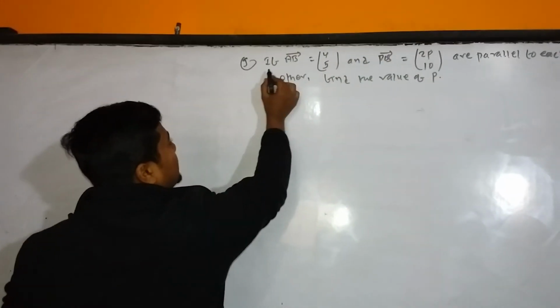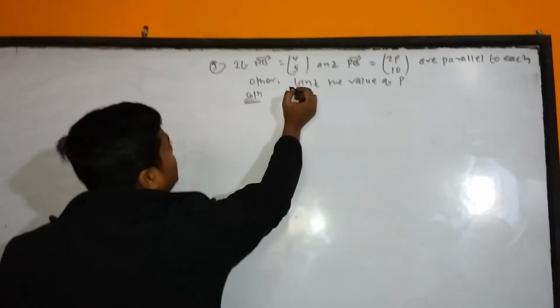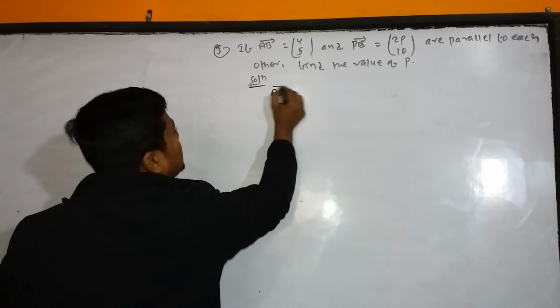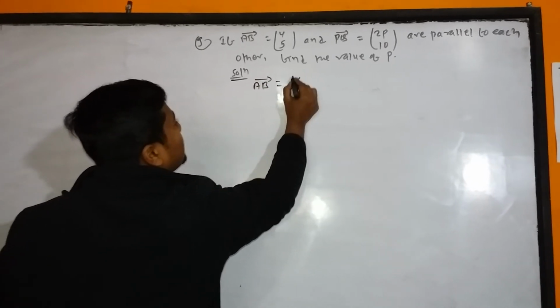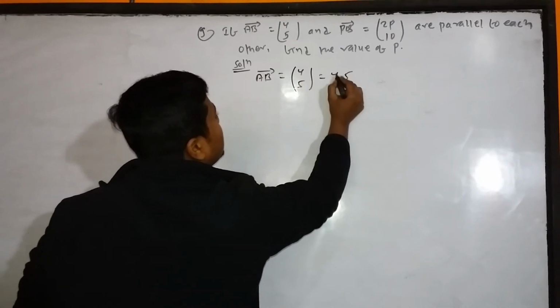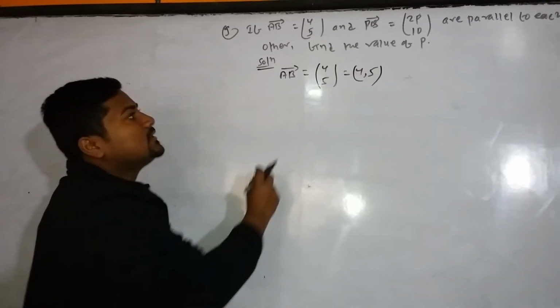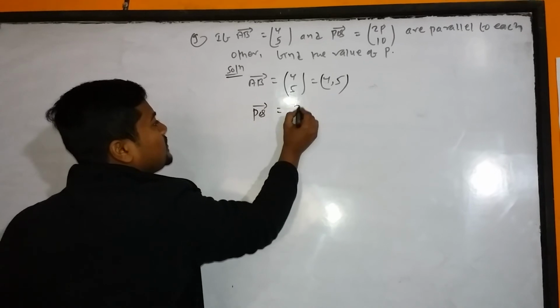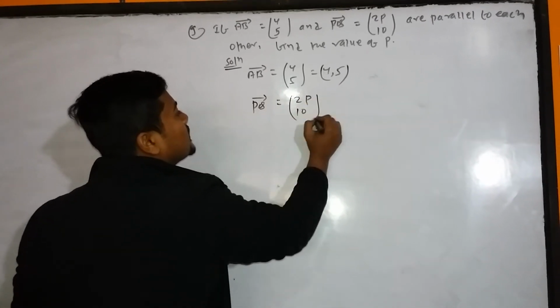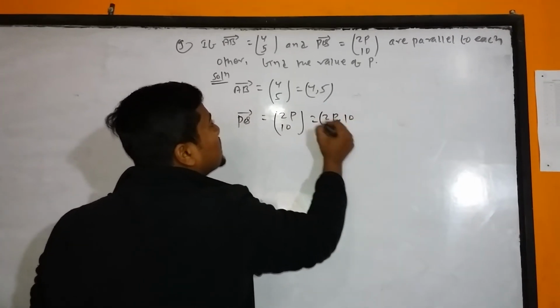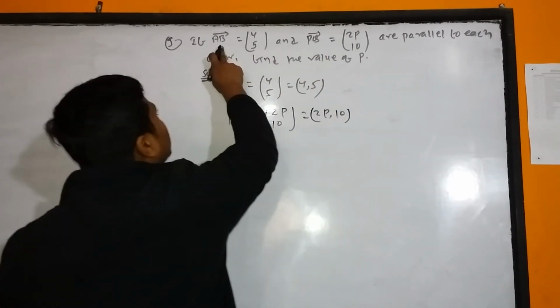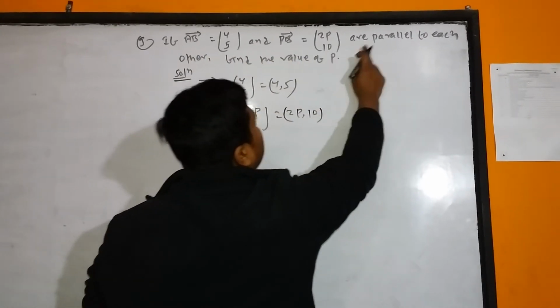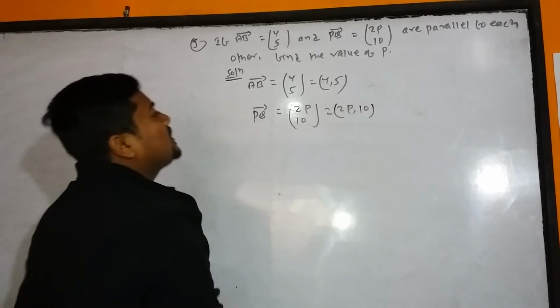Question number 9. In question number 9, if AB vector is 4, 5, so we can write AB vector is equal to 4, 5 like this. Now PQ vector is given here 2p, 10. AB vector and PQ vector are parallel to each other. Find the value of p.